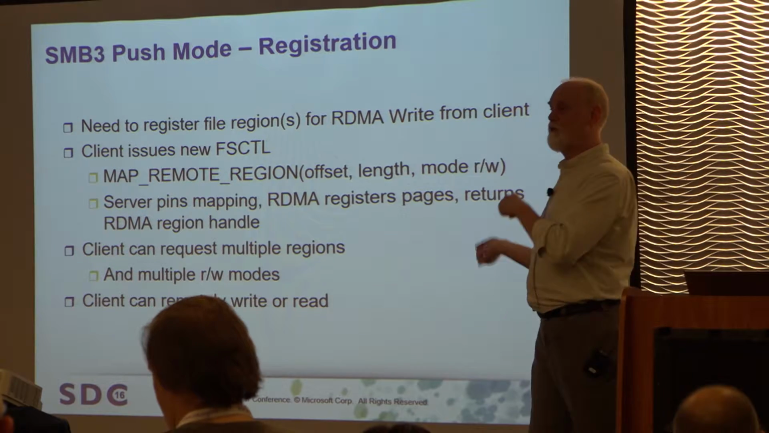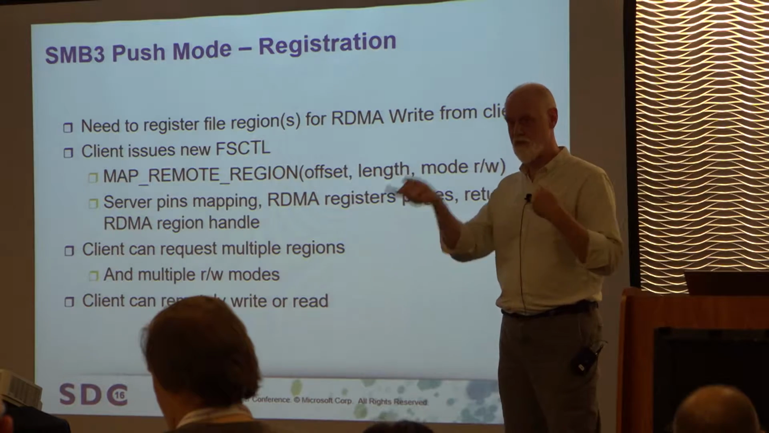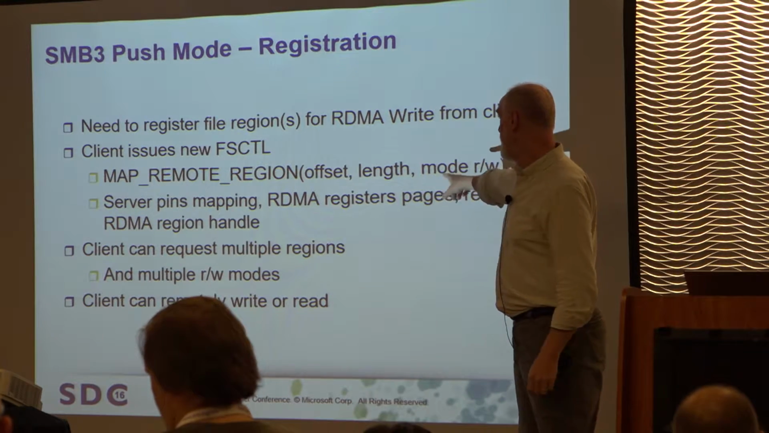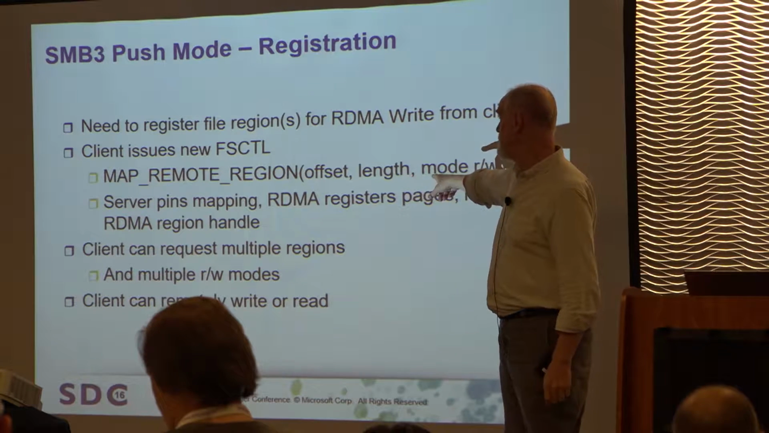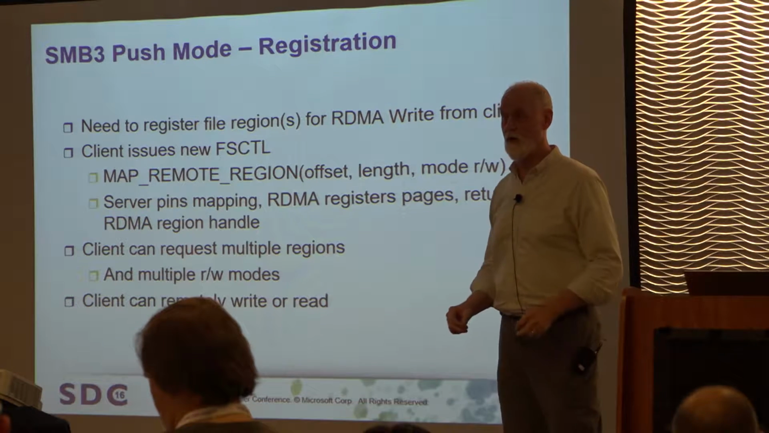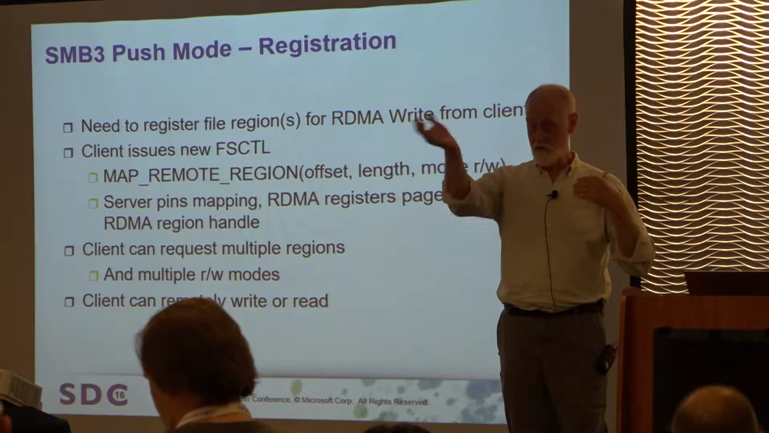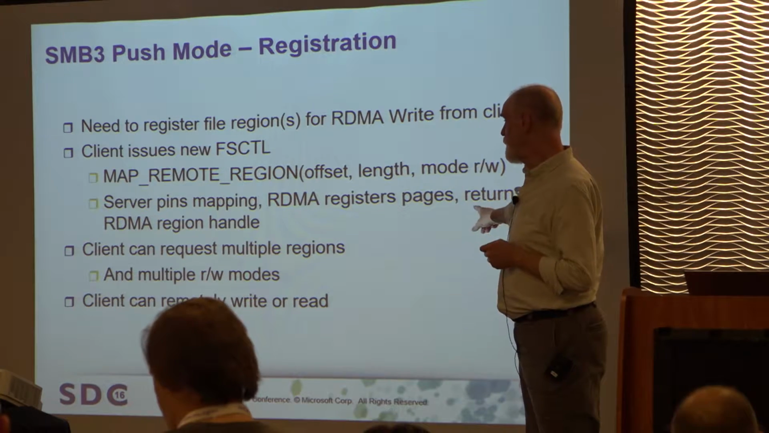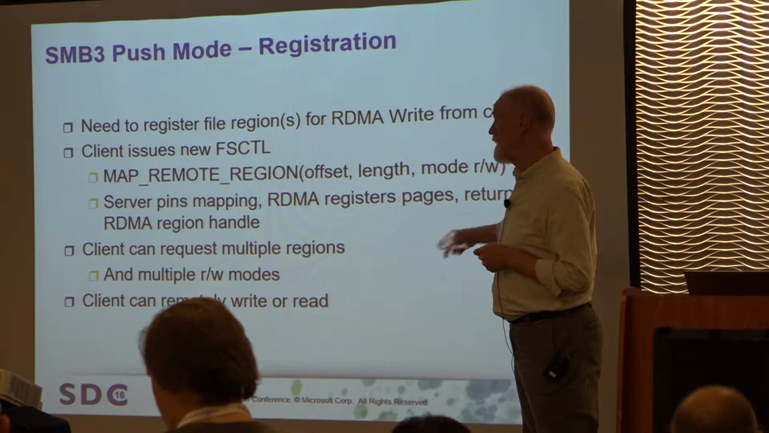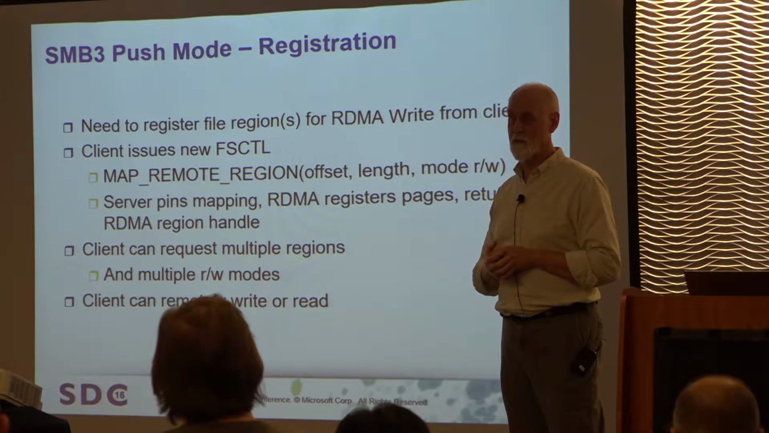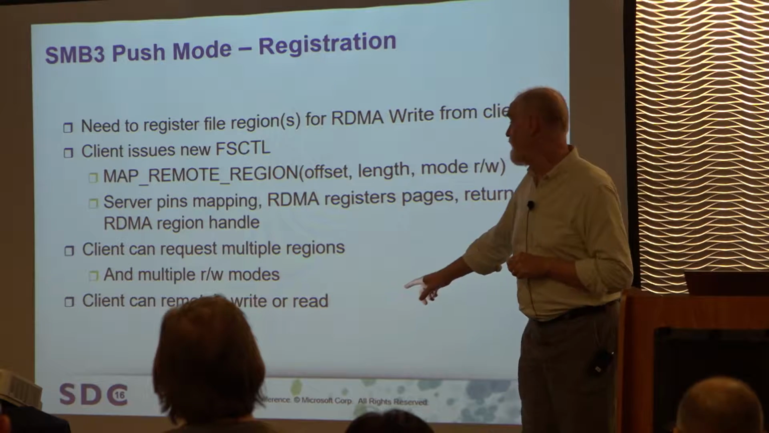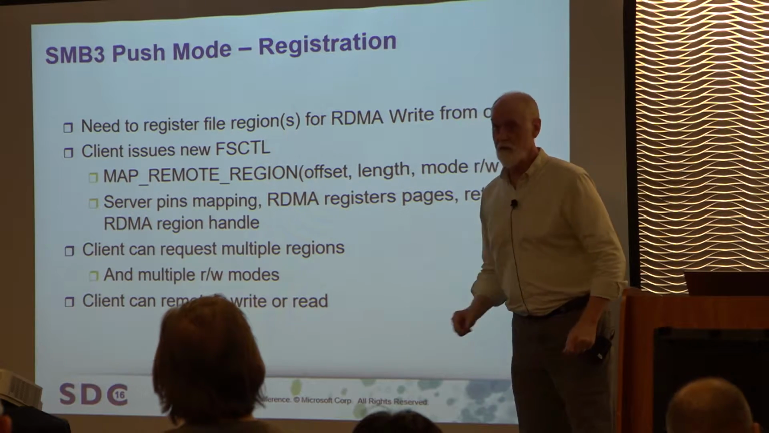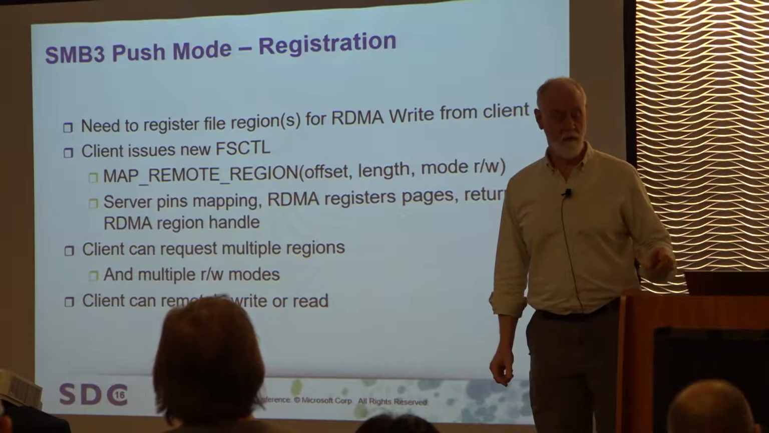The difference is we're doing it here on the server side, so we sort of reverse the polarity of the operation. Anyway, I suppose that it might be at least an offset, a length, and a mode, right? I want to act from 0 to infinity, write only, for instance. The server would pin the mapping, register the pages, and return a region handle, maybe multiple region handles. The client could request multiple regions, but the result is that he'll be able to remotely read and write the file.